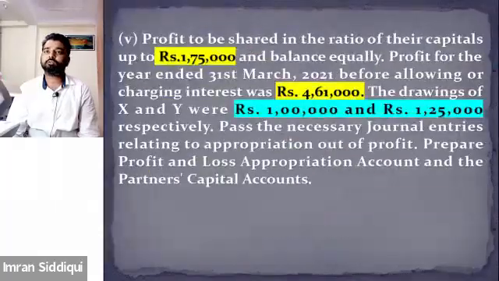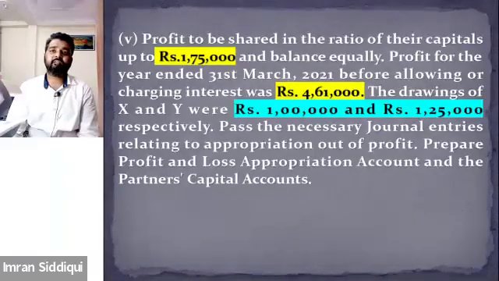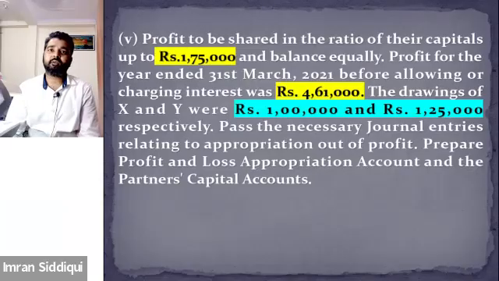Sir, I have a doubt in the division of profit. You have a doubt in the division of profit. What is the point regarding the division of profit? In point 5 you have a problem? Yes, item number 5. Okay, it says that profit is to be shared in the ratio of their capital up to 175,000 and the balance shall be divided equally.